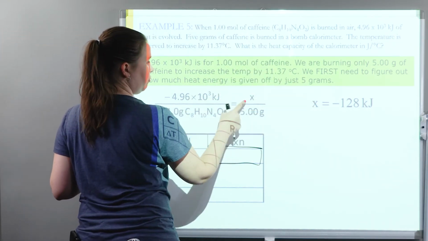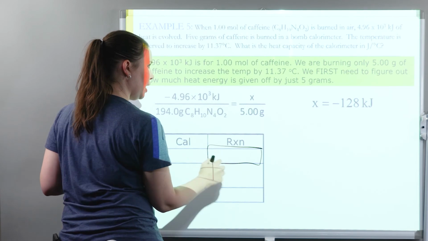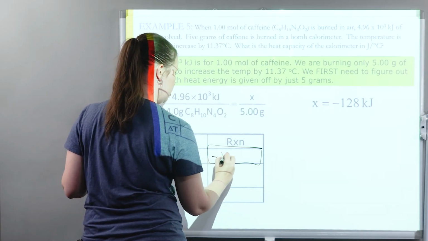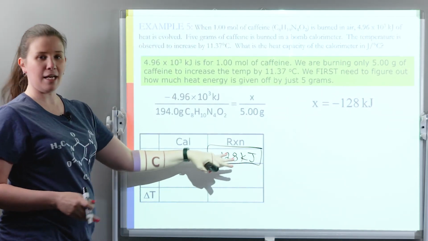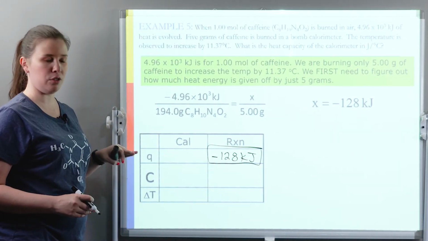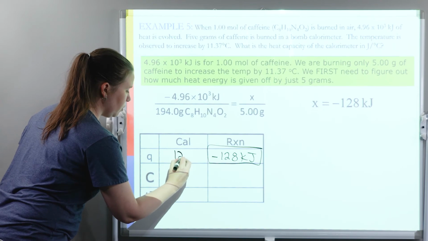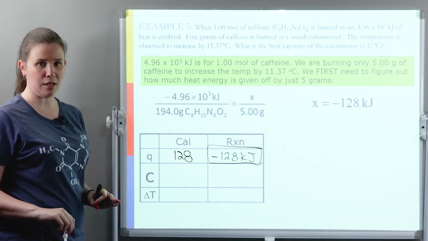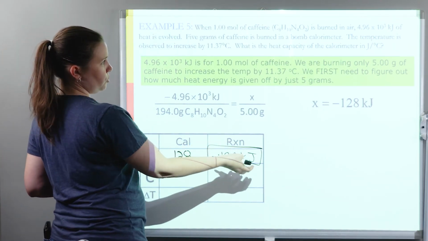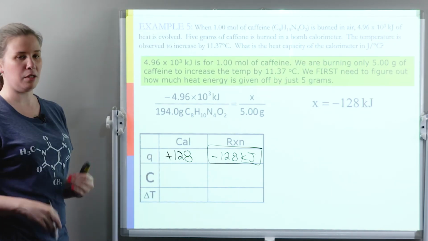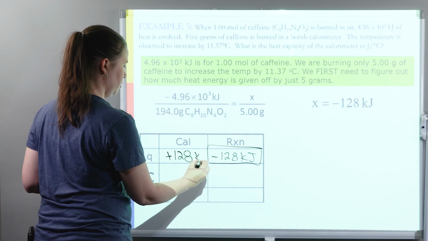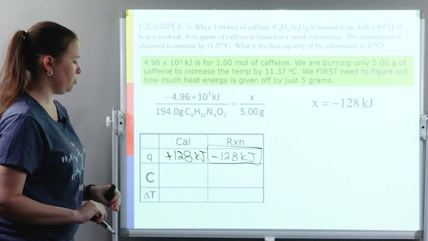Now that I've solved for how much energy for 5 grams, I can plug that in to my reaction. Negative 128 kilojoules. As soon as I have a Q, I can go ahead and find the other Q, because I know it's going to be the same number, 128, but if the reaction is losing energy, the calorimeter is going to have to gain it. So that's going to be a positive 128. Let's not forget our units here, kilojoules.